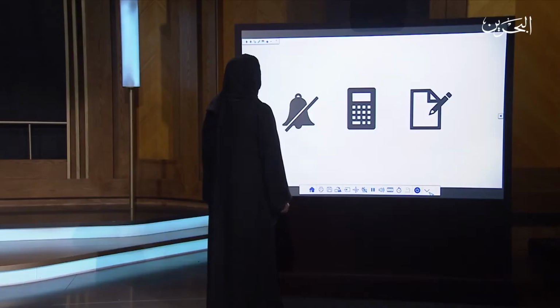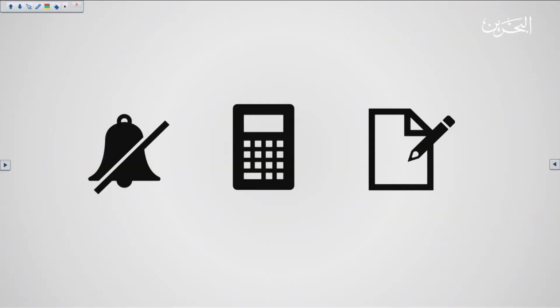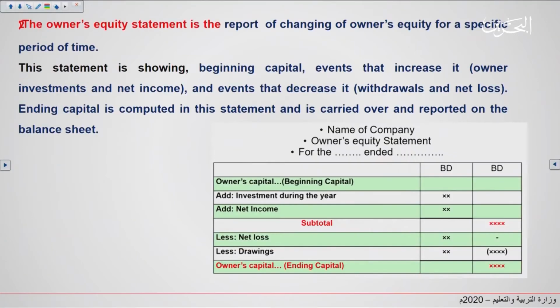Before we start the lesson, I want you to make sure that you are sitting in a quiet place, holding your calculator, and bring a piece of paper and a pen to practice with us.